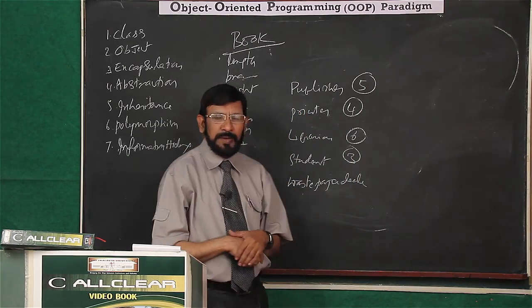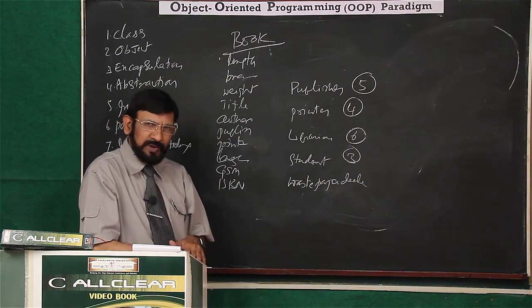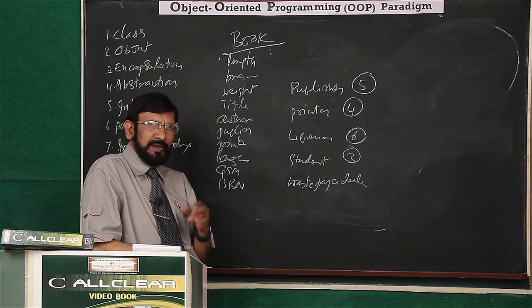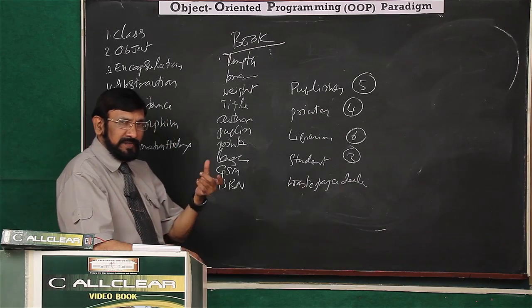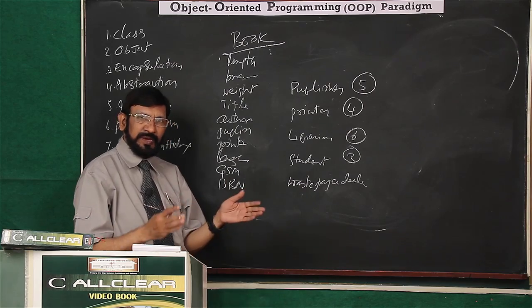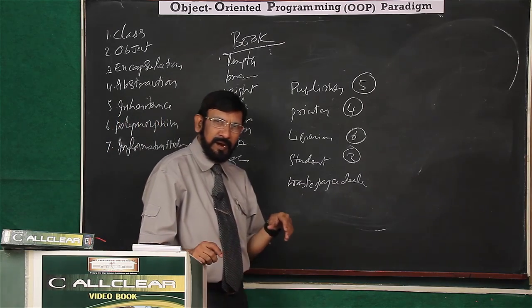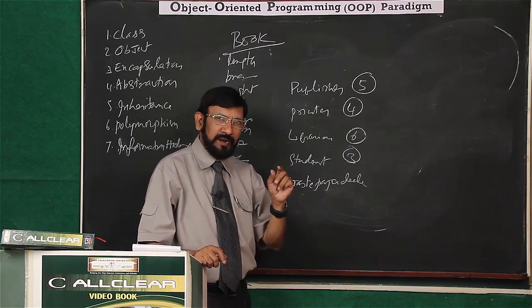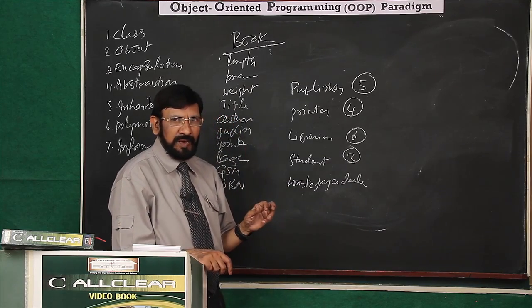You come to a waste paper dealer. A waste paper dealer also deals with the book. Then he bothers about the size of the book. If the size is bigger, it is beneficial for him, and he can give more price, and the quality of the paper.